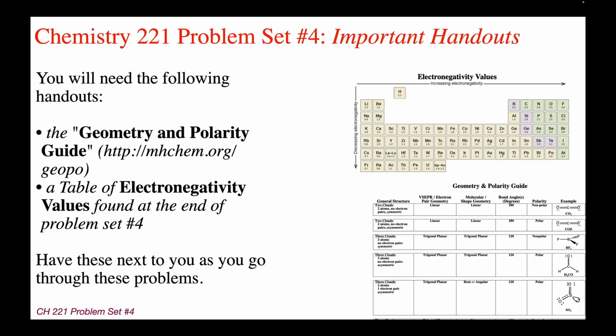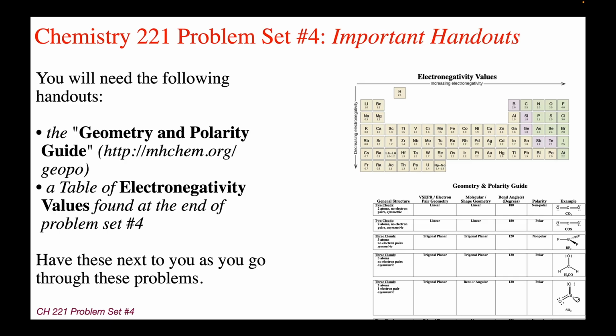Before we start problem set number 4, though, I do want to tell you about a couple of handouts which will be very helpful to you while completing this. The first one, that's probably the most important one, is called the Geometry and Polarity Guide. And I actually have a dedicated URL for this, mhchem.org/GOPO. And this will have all the different names of the electron pair geometries, the molecular geometries, as well as bond angles, polarities, stuff like that.